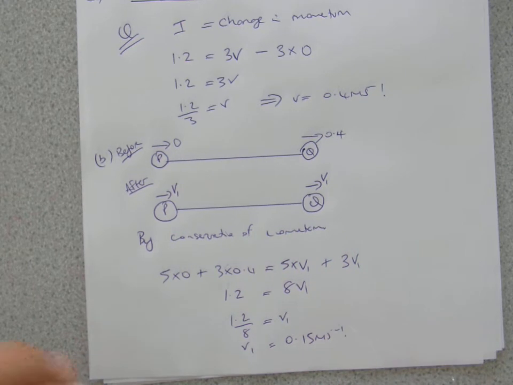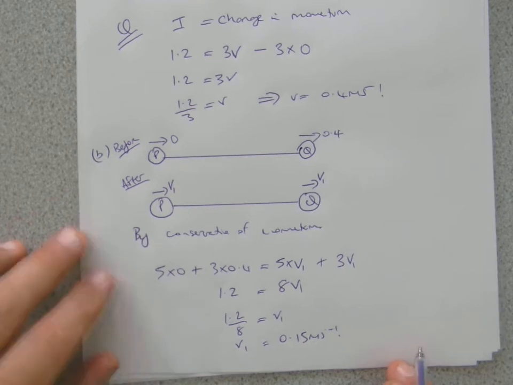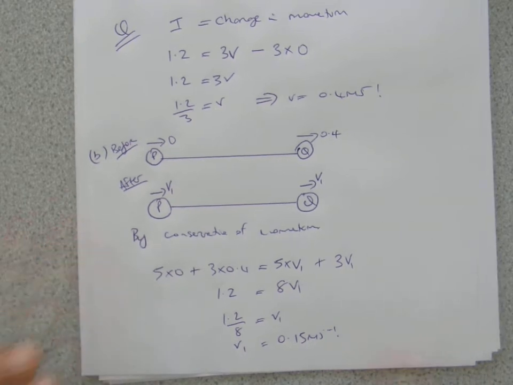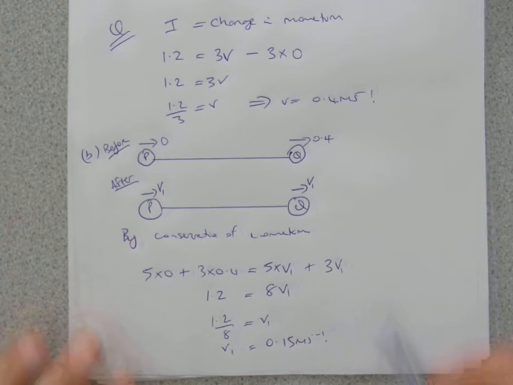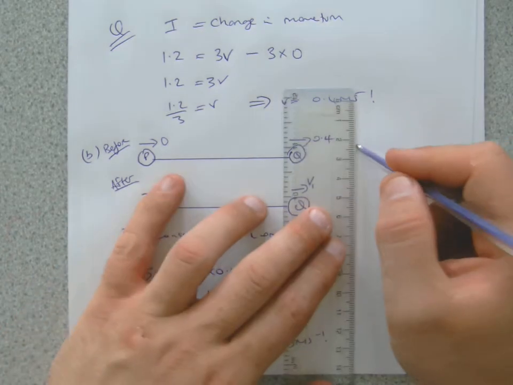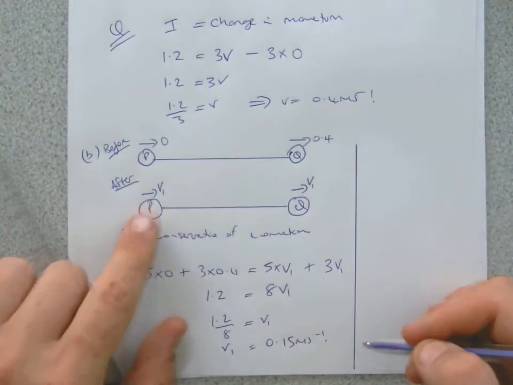Okay, and it says then determine the impulsive tension in the string. Well, impulsive tension in the string can be had if we just look at the change in momentum that's taken place on one of these objects. Now it's up to you what object you want to consider, but I would go for the one that was stationary to begin with.